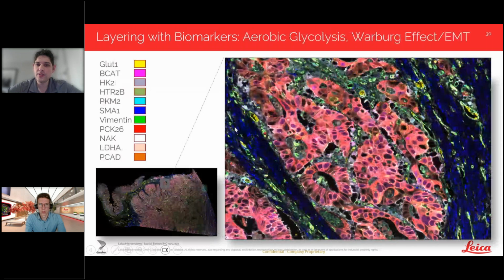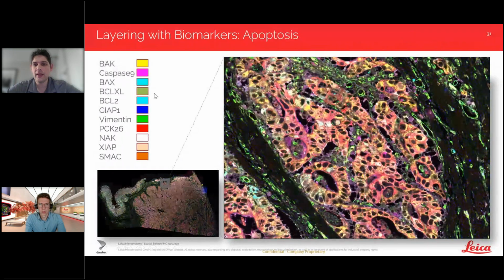We can then change gears and look at metabolic markers. So we have GLUT1, beta-catenin, HK2, HTR2B, and then change gears again. And now we're looking at apoptotic markers like BAX, caspase-9, BCL2, etc. So we're able to look at 3 different biological pathways all in the same tissue, all at the same time. And that can open up a lot of really interesting areas.